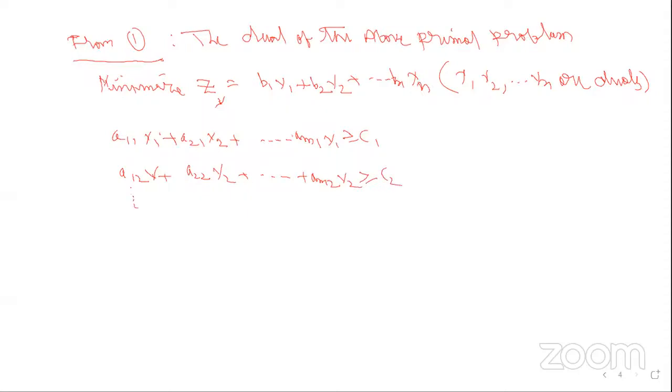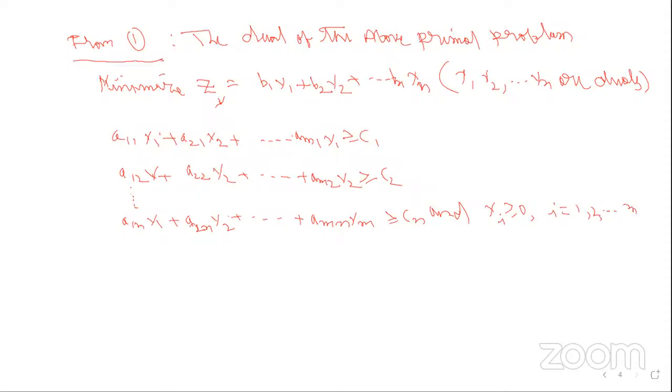Similarly, so on, a1n y1 plus a2n y2 plus so on amn ym is greater than or equal to cn. And here yi is greater than or equal to 0, where i equals 1, 2, 3, and so on.